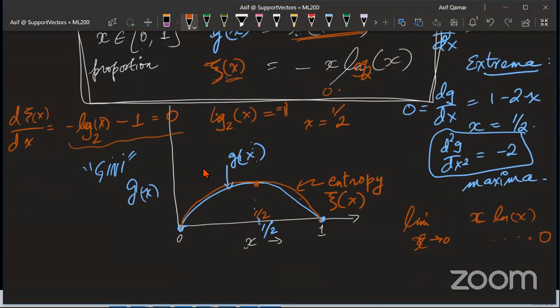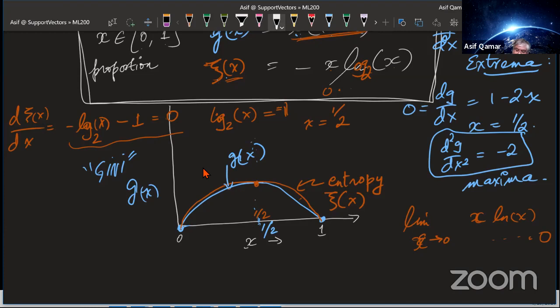So Asif, both Gini and entropy are used to measure the impurity index. So what is the difference between them? Can you please explain? Yes, and in fact, I'm coming to that now. Thank you for asking that question.